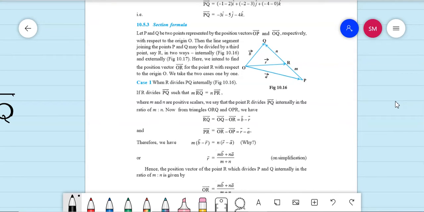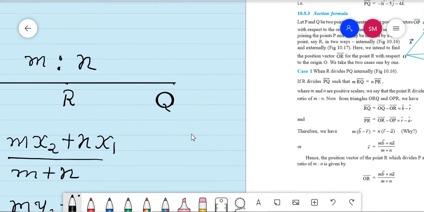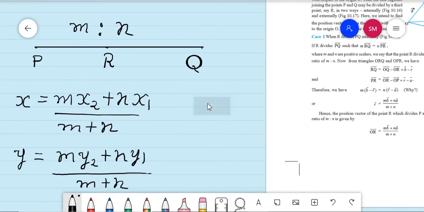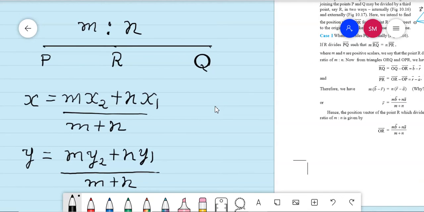Okay, now today we will discuss the section formula. First of all, let us see what a section formula is, which you studied in 10th standard. Suppose the coordinates of point P are (x1, y1), and the coordinates of Q are (x2, y2).